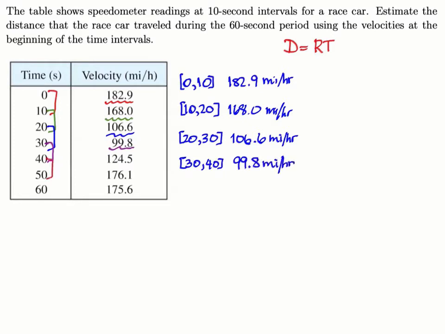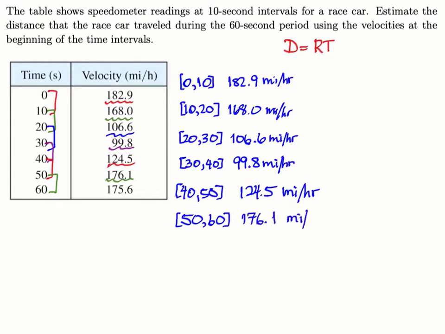The next interval from 40 to 50 seconds, the beginning of that time interval, the speedometer reading was 124.5. And then during the last 10 seconds, from 50 seconds to 60 seconds, we're going to assume that the race car was going 176.1 miles per hour that entire time. Even though that was just the reading at the beginning of the interval, we're going to use it for the entire interval. And so now we're going to use these many rates and time intervals to get these many distances and add them all together.